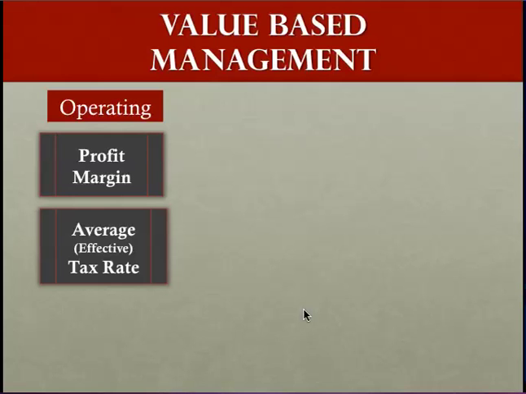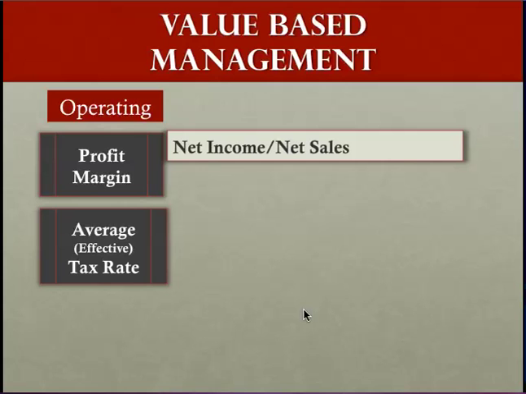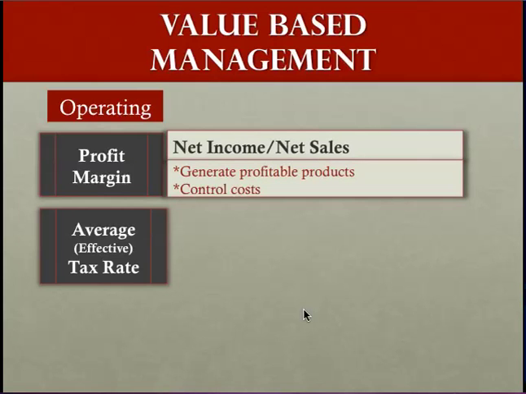Profit margin is a measure of net income divided by net sales. This provides information on a company's ability to generate and market profitable products, as well as control its costs. What this ratio tells us is the number of cents in profit for every dollar of sales. So the higher, the better.